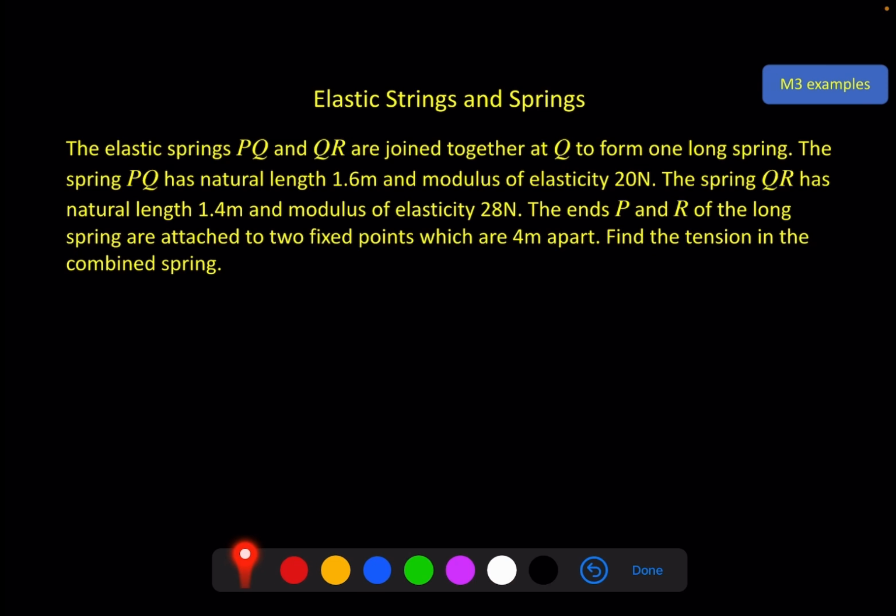So there's a little clue here that the tension is going to be equal in both springs. Although they're different springs, we have a single tension to find in the combined spring. So if I draw this out, I might draw something like this.